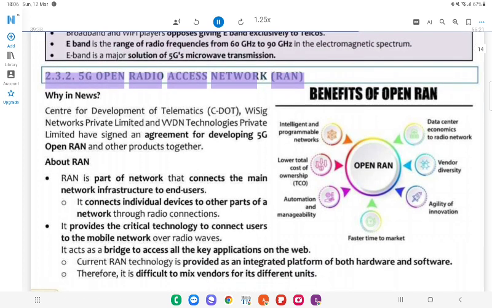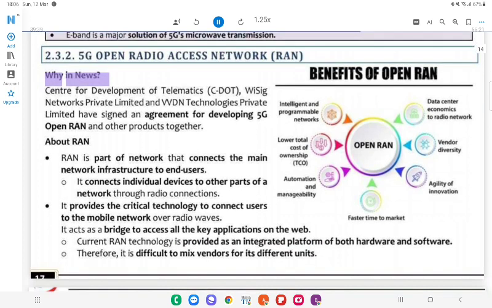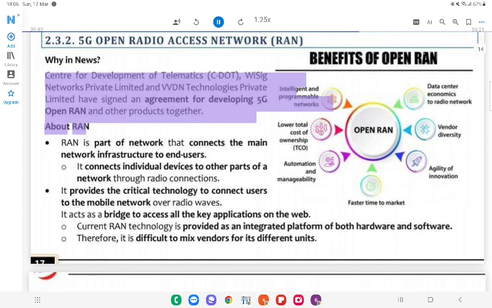2.3.2. 5G Open Radio Access Network Plan. Why in news? Centre for Development of Telematics (C-DOT), WiSig Networks Private Limited and WDN Technologies Private Limited have signed an agreement for developing 5G Open RAN and other products together.